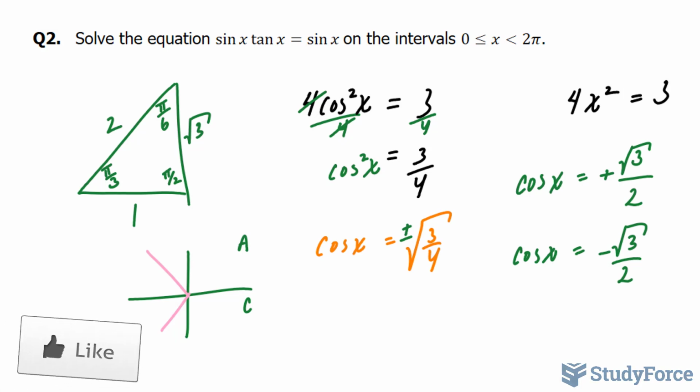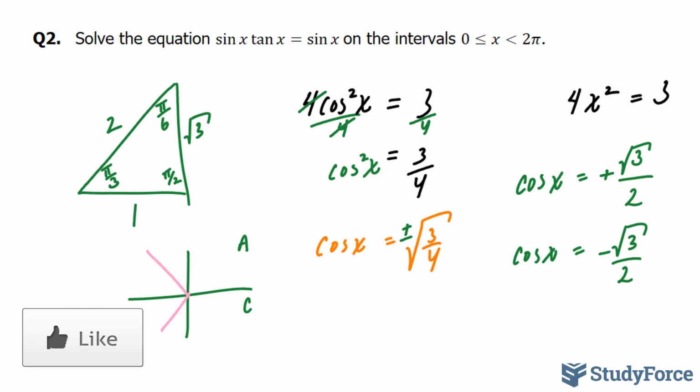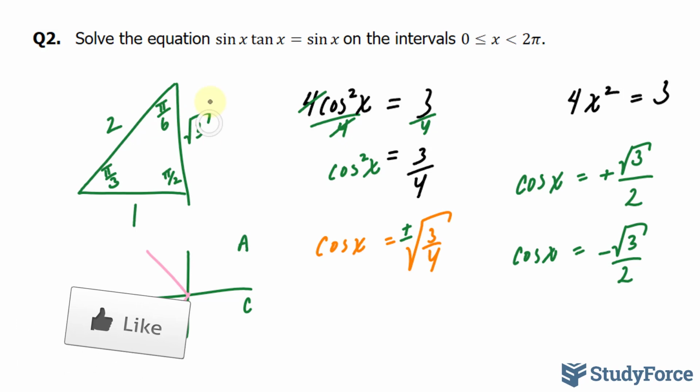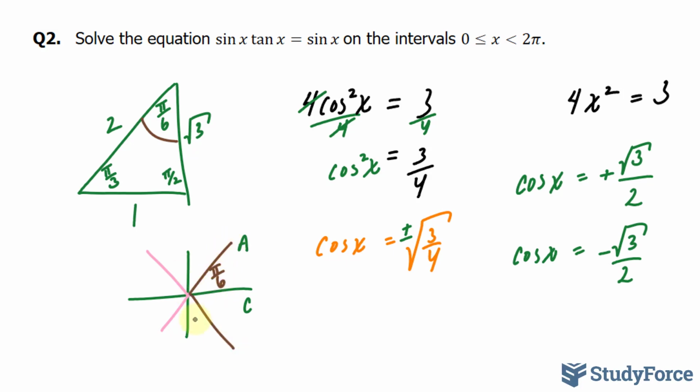Cosine is a ratio between adjacent and hypotenuse. So taking a look at our special triangle, we have to determine which of these two angles will give us the square root of 3 over 2. And given that cosine is adjacent over hypotenuse, this is your adjacent and this will be your hypotenuse. So this is our reference angle. So our reference angle is pi over 6. That also serves as one of the angles for this equation.